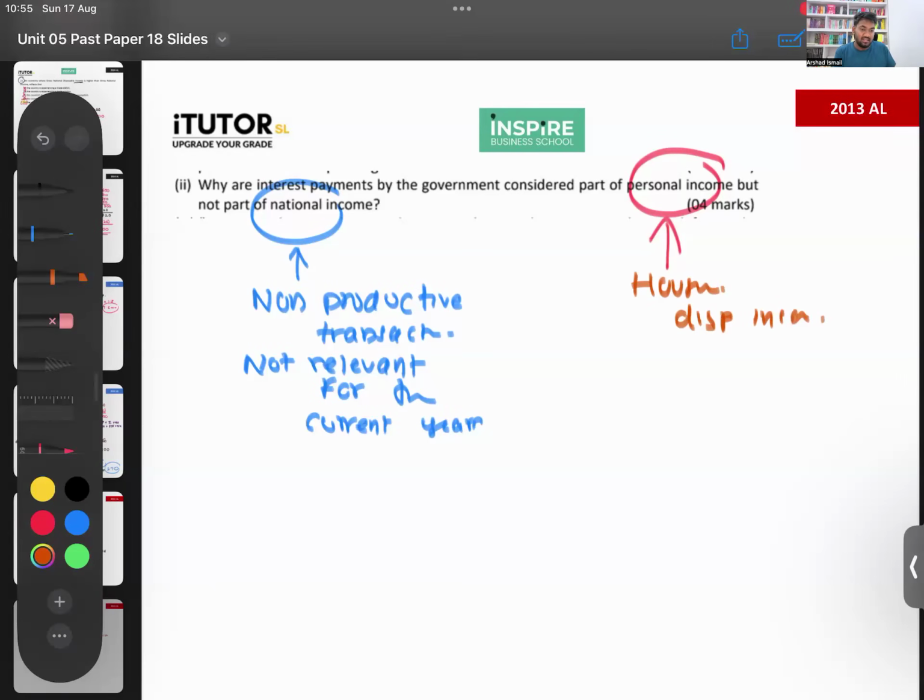Putting money in treasury bills and all, usually government things, it's considered zero risk. But Sri Lanka is a questionable thing, but that's what it is. So that story is what you have to explain for 2 marks and 2 marks. Why is it not a part of national income? But why do we put it in personal?